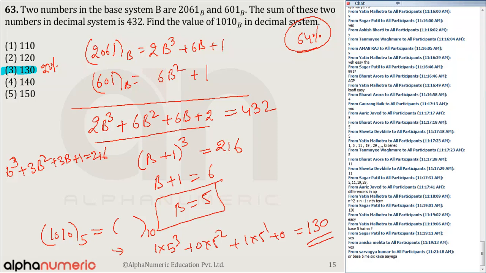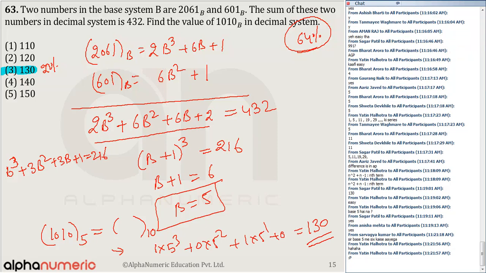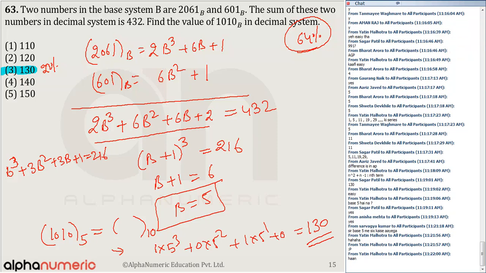Sarvagya asks, where is it given that this 6 in base is 216 in the decimal system? Achha. That's a good question. How will 6 come in base 5? I think this question was neglected, probably. If I'm not wrong, this question was neglected last year, because that is not possible.